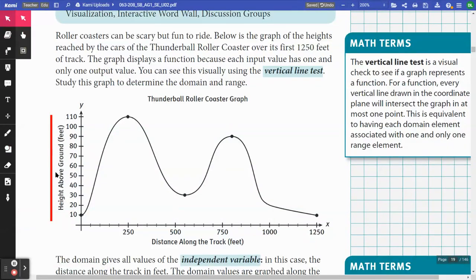And you can take that and move it from left to right. At any point in time, does the graph touch it more than once? The answer is no. And so it's a function.